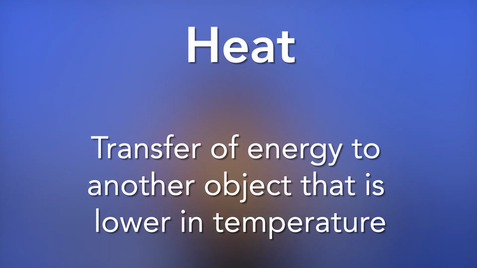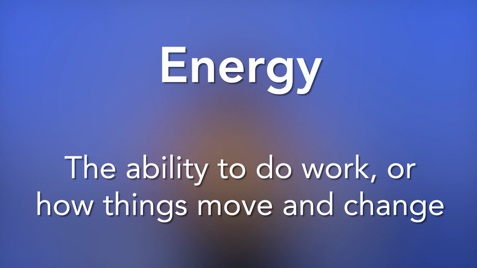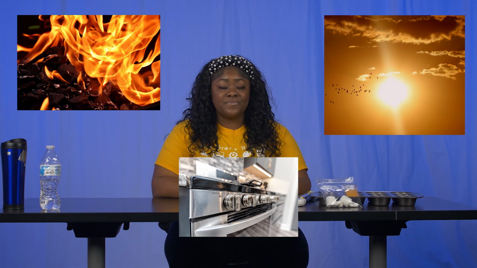Everything on Earth is made up of molecules. Thermal energy is also known as heat energy because heat is the transfer of energy to another object that is lower in temperature. All transfer means is to move from one place to another. And energy is the ability to do work or how things move and change. Thermal energy comes from sources like sunlight, electricity, and fire.